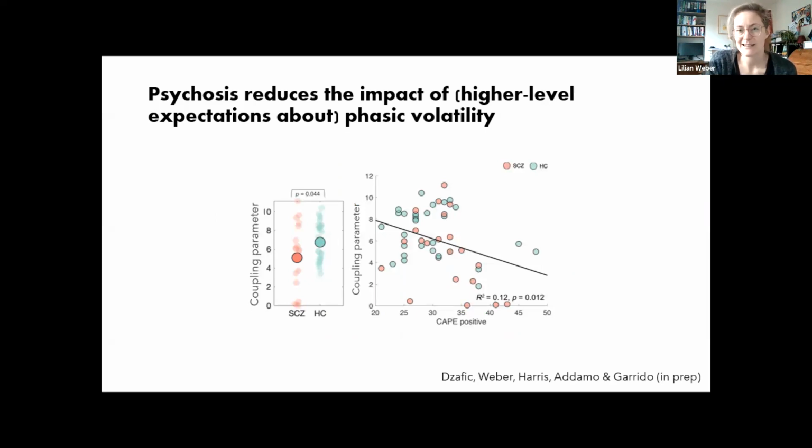The coupling parameter is basically the parameter that scales the impact of the higher level belief onto belief updating on the lower level. So basically, the lower this parameter is, the less you're taking into account changes in phasic volatility to change your learning rate or your belief updating on the lower level. And we also found that this correlated with the degree to which both healthy controls and patients experience psychotic symptoms in their day-to-day life. So this is the CAPE score that's displayed here. And so the more psychotic experiences you report, the smaller your coupling value was. So that was quite nice.